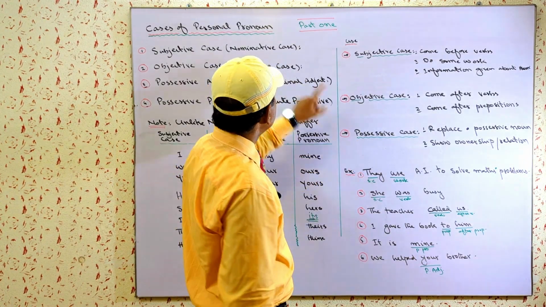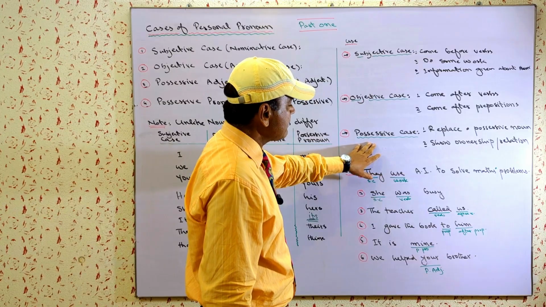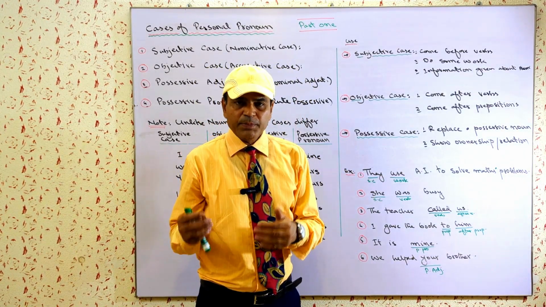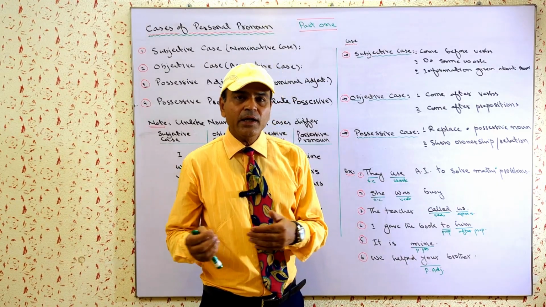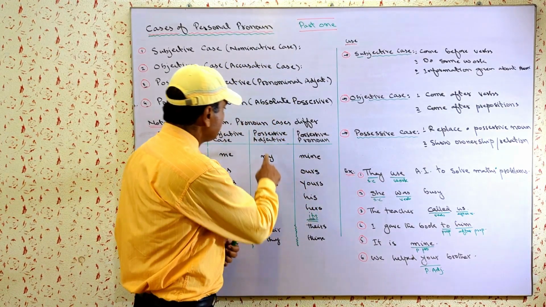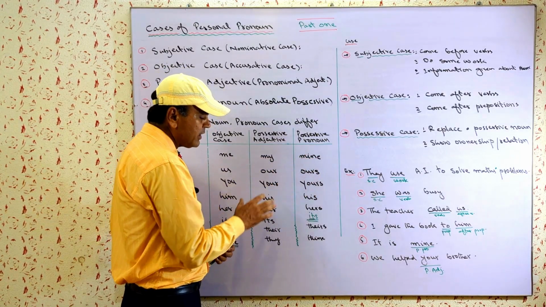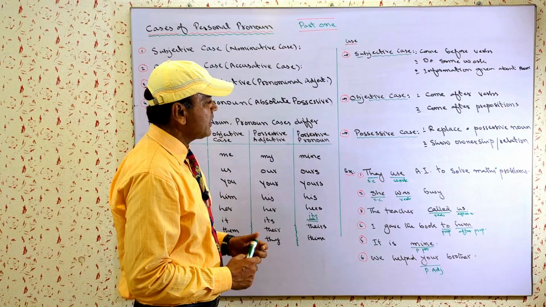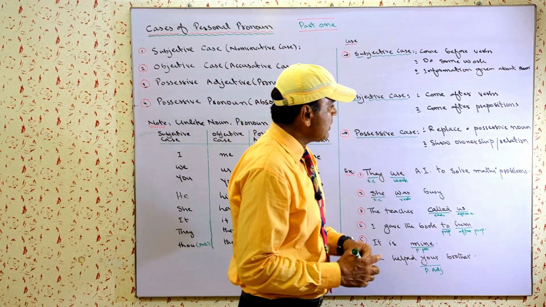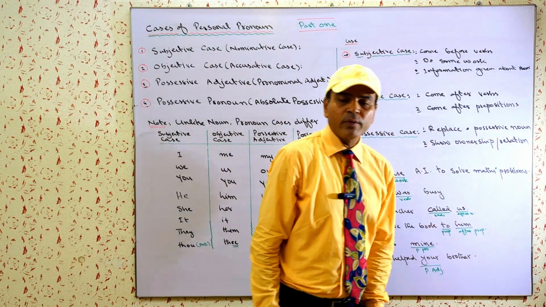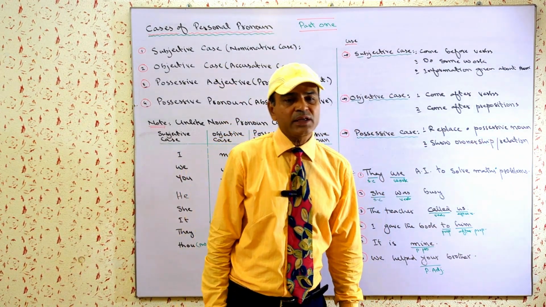We will discuss in part 2 of the possessive case that it is divided into two parts: possessive adjective and possessive pronoun. I have written possessive adjective and possessive pronoun. What is the difference? I will need some time to explain them. So what is the function of the possessive case? It replaces a possessive noun.